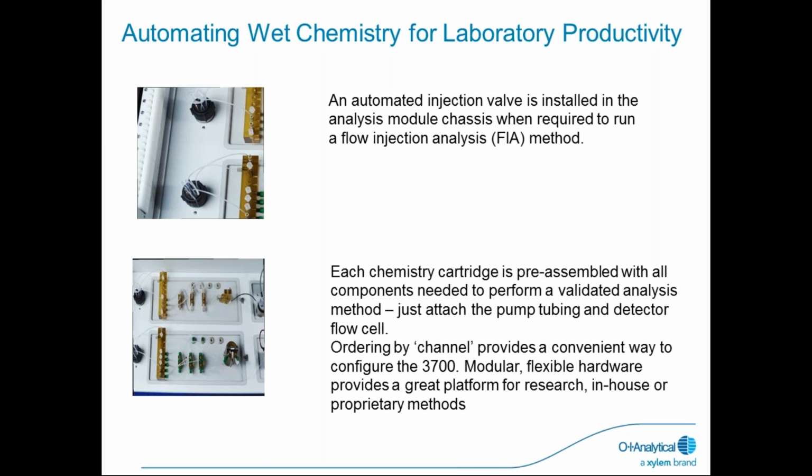Each chemistry cartridge is pre-assembled with all the components needed to perform a validated analysis method. You just attach the pump tubing and detector flow cell. Ordering by the channels that we provide gives a convenient way to configure this 3700. It's modular, flexible hardware, and provides a great platform for research, in-house or proprietary methods as well.